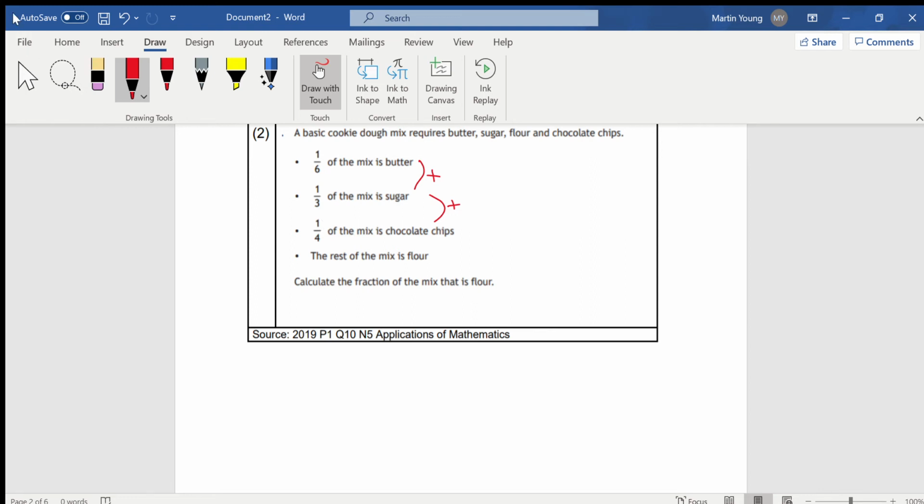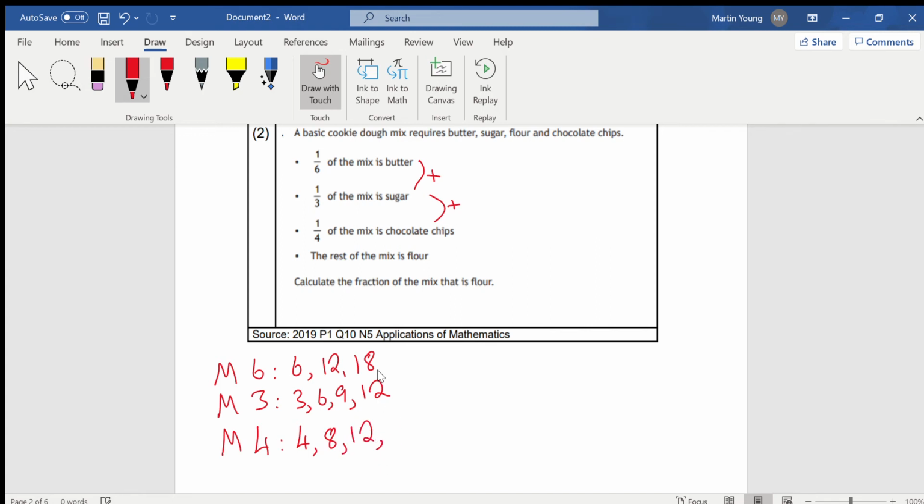So let's just think about the multiples of 6, the multiples of 3, and the multiples of 4. Multiples is just times tables, right? So for 6 it would be 6, 12, 18. I won't go any further, just for now. For 3 it would be 3, 6, 9 and 12. And for 4 it would be 4, 8 and 12 and then so on.